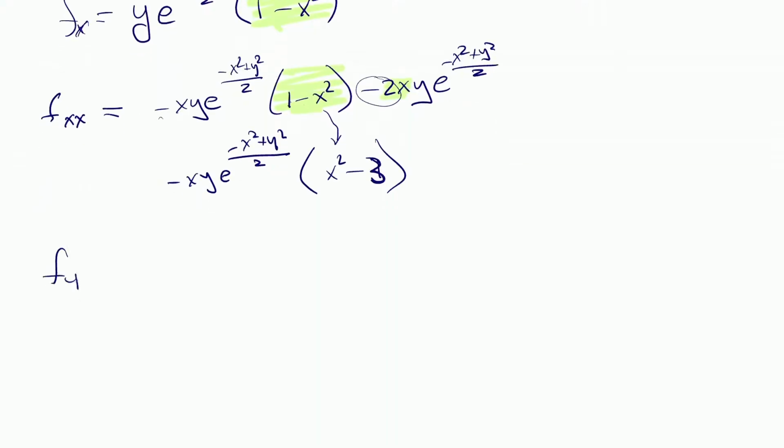Okay, so f sub yy, because of symmetry, is going to be the same basic structure, except for this. You can go through the trouble of doing it if you want, but that's what it's going to be. Trust me on this.